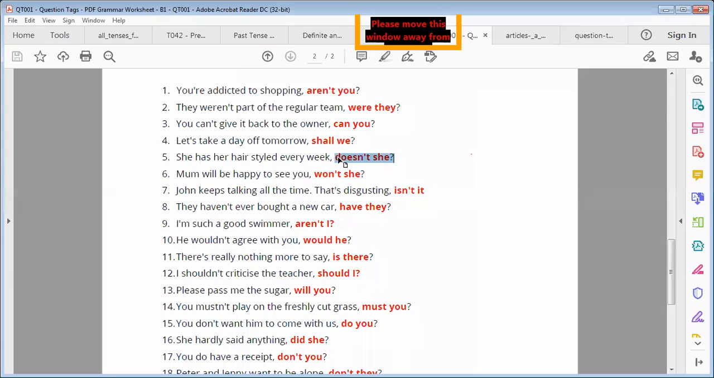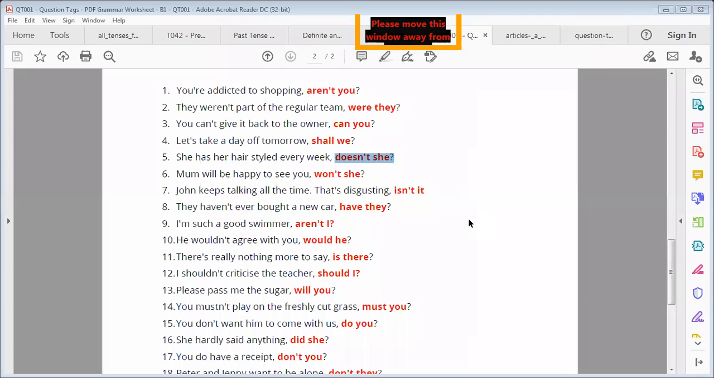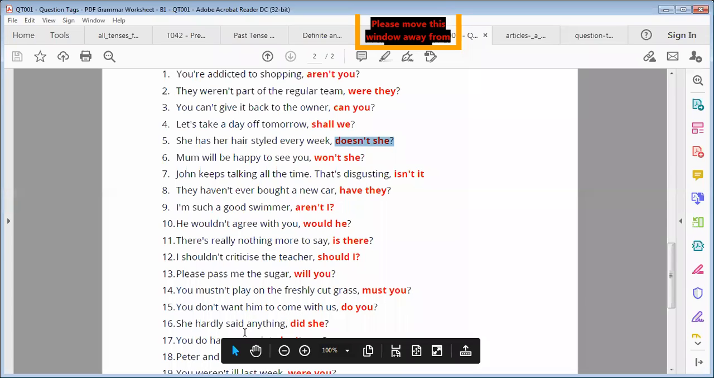Yes, here you can write hasn't she. Yes, fifth question. Those who have doubt in the fifth one. No, don't use ain't I, Vedant. No, aren't I is the correct answer. Yes, will not contracted form is won't. Will not is won't. 16th one. Wait. Did is used in the 16th because it is past tense. That is why.